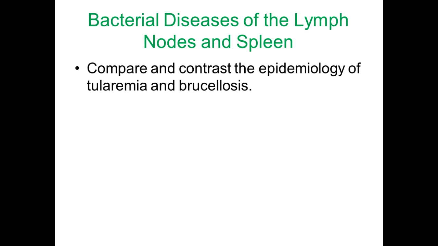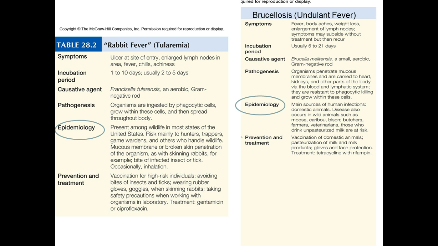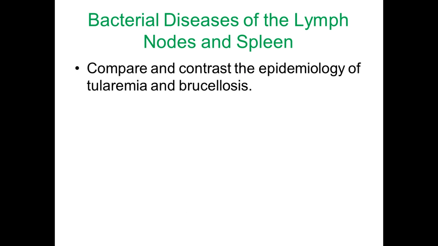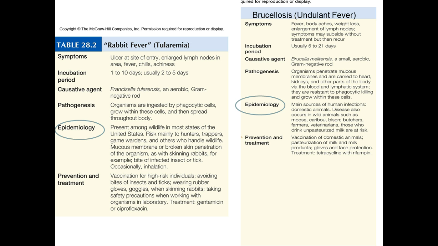So the next is two diseases that can infect, and they have very similar attributes to them. So we're going to look at Tularemia and Brucellosis. And we're going to focus on their epidemiology. So how are they transmitted? Where does it come from? How do you get it?